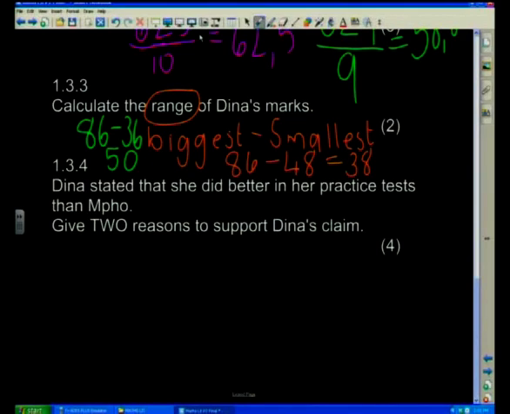Okay, so let's have a look at Dina first. Let's look at Dina's mean. Let's look at Dina's median.